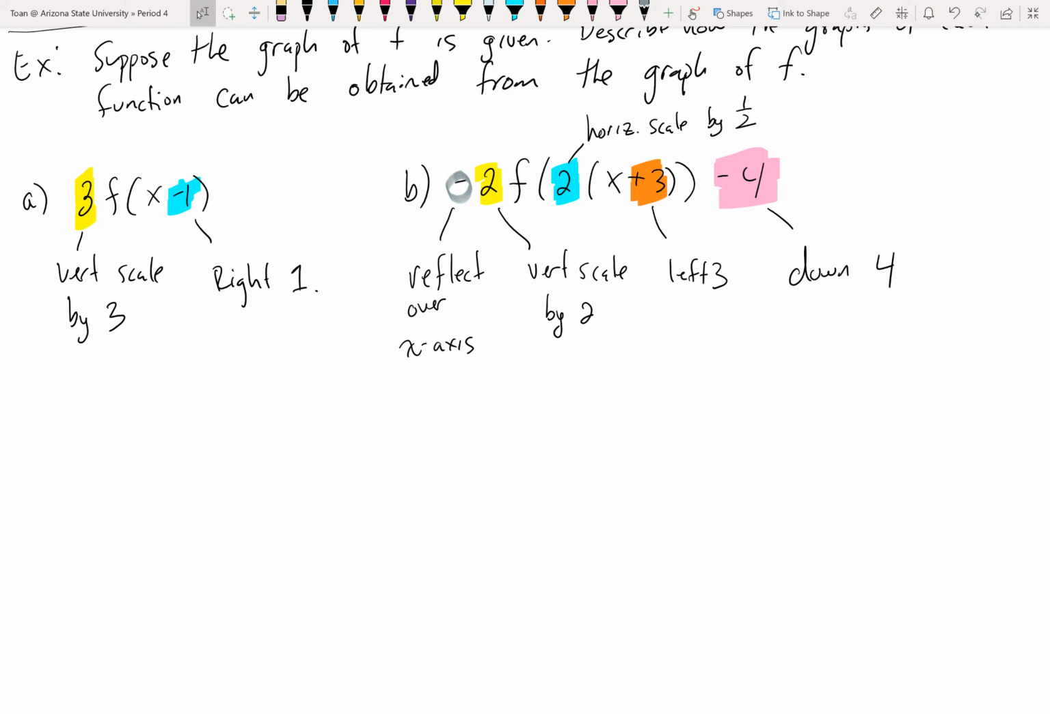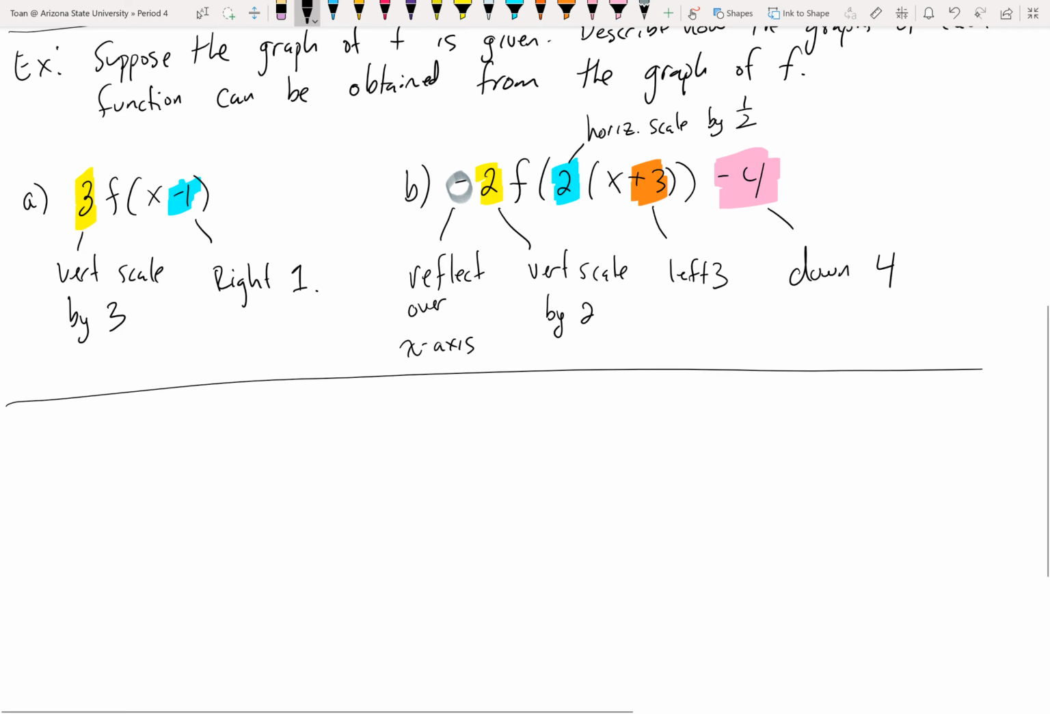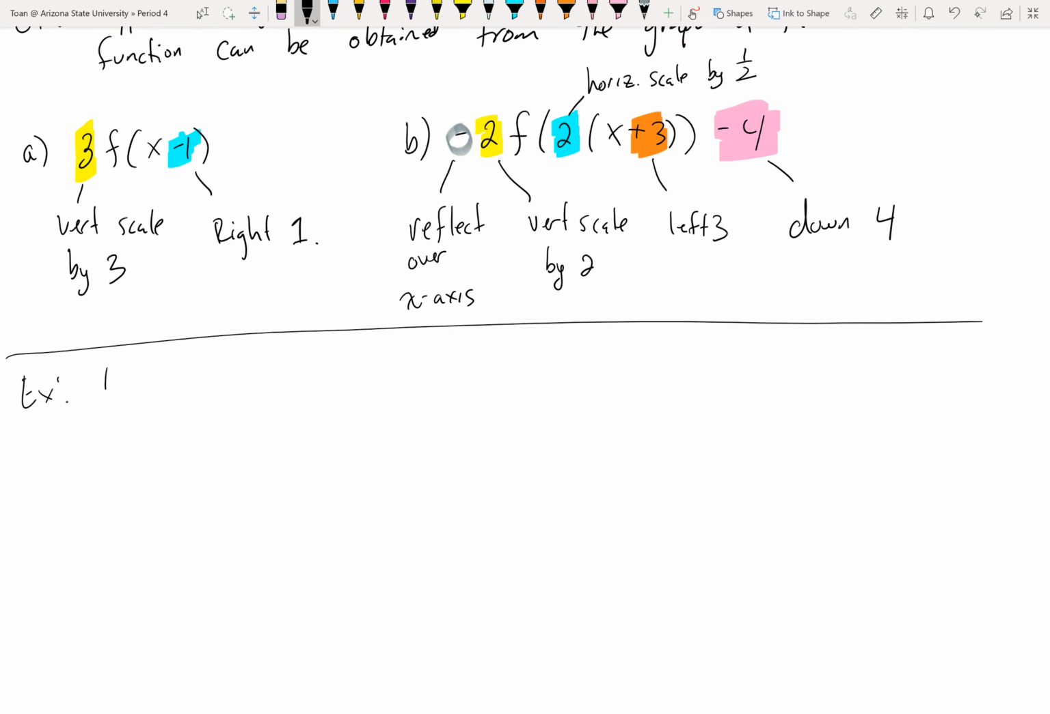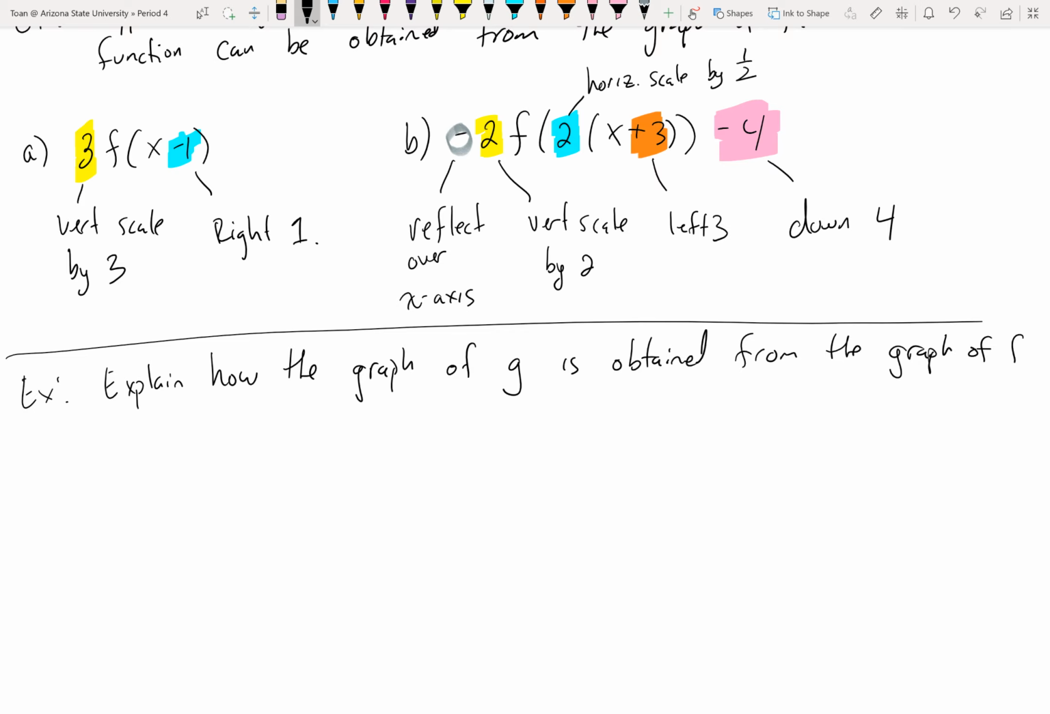Okie dokie? Okay. What other things do I expect you guys to do? Well, I asked you guys to read function transformations off of a generic function. I didn't give you a real equation. I expect you to be able to do the same thing once I give you real functions. For example, explain how the graph of G is obtained from the graph of F.